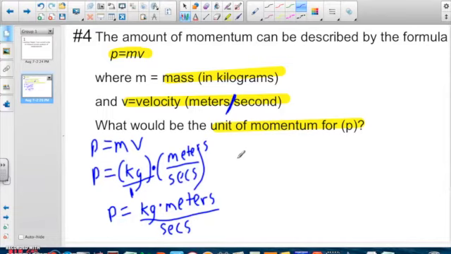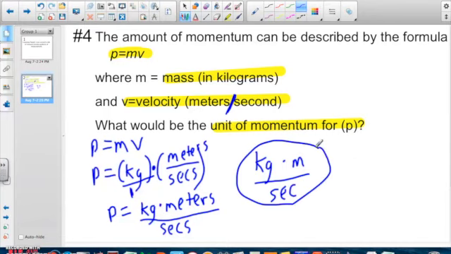Now I want to check to see if there's anything that can cancel out. If, let's say, I had seconds up here and seconds down here, I could cancel those out. In this case, I have 3 separate units, so I'm not going to be able to cancel anything. So we're going to find that our unit for momentum is actually going to be what we just found: kilograms times meters per second. And that's going to be our final answer.